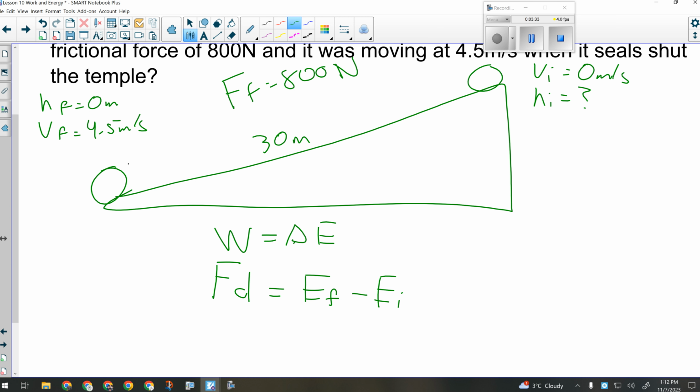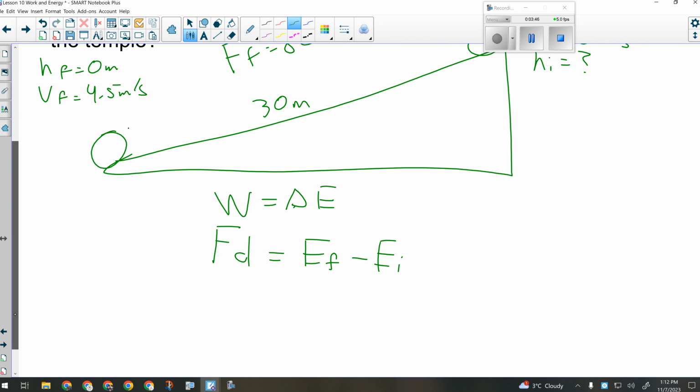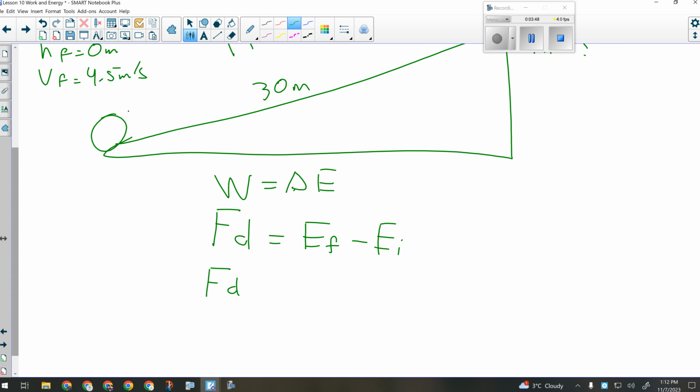From yesterday, how do we calculate mechanical energy? It's the sum of what two things? Kinetic and potential. Okay, so that means I expand this out. Force times distance equals EP final plus EK final minus EP initial plus EK initial. Okay, I just wrote 4 different types of energy in there. Are any of them 0?